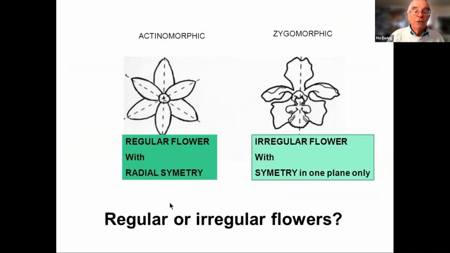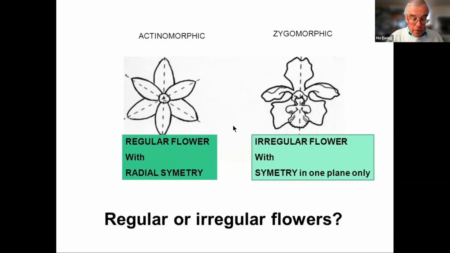Regular flowers have a radial symmetry, which means that if you cut the flower along one line here, you're going to get a mirror image of it on the other side of that cut. And you could do it multiple ways. In irregular flowers, they can only be cut one way. And you get a mirror image on each. And this is one of the major features that you use to identify different plants, whether the flower is regular or irregular.